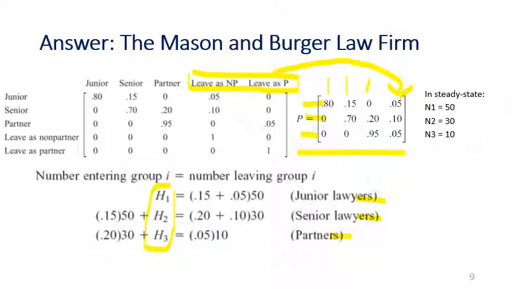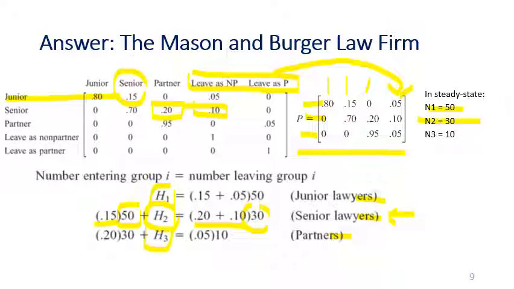For example, let's take a look at the second row, senior. So those who enter the senior group are the ones that we hire as senior, H2. And then we also have the entrance from junior who moved to senior. That's why 0.15 times the number of juniors that we have, which is 50, equals those who leave the senior group. So those who leave the senior group are 20% plus 10%. So we have 0.20 plus 0.10 times 30, which is the number in the senior group.